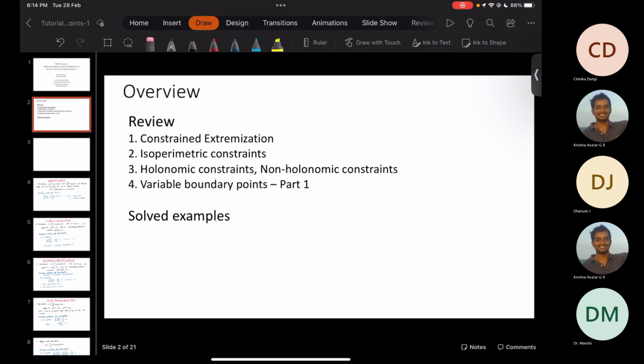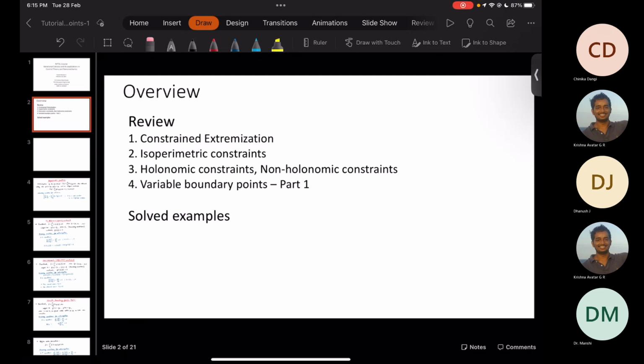So the overview will be that I will start with revisiting the concepts that we learned in week 5 of this course, which is essentially on holonomic and non-holonomic constraints and also an introduction to variable boundary points. Thereafter, I would be doing a set of solved examples for all these three types of constraints, followed by a few problems on various variable boundary points.